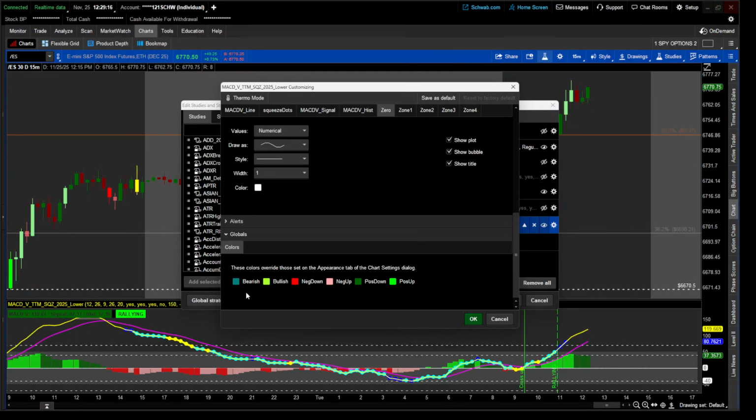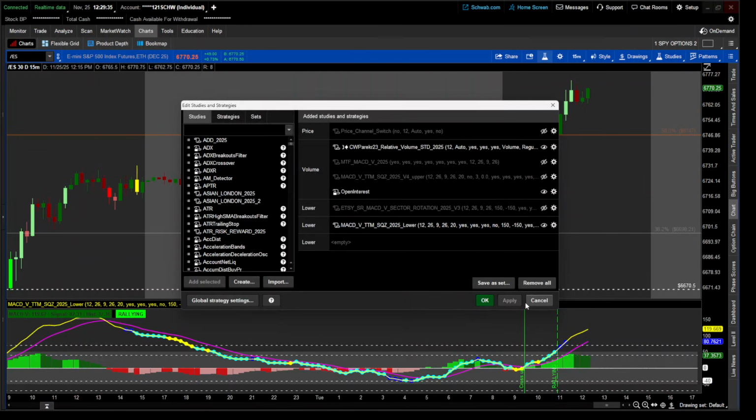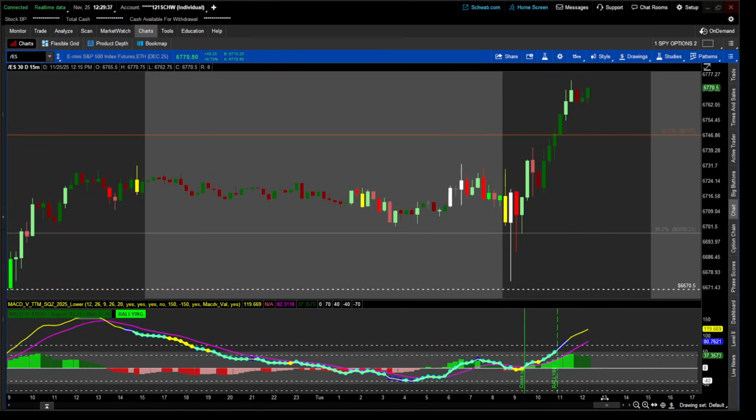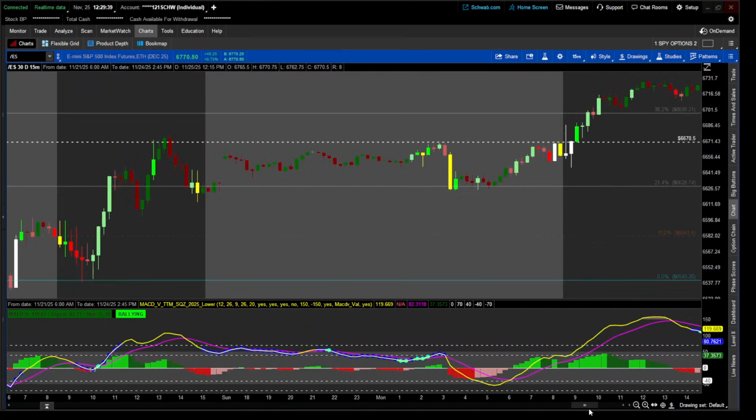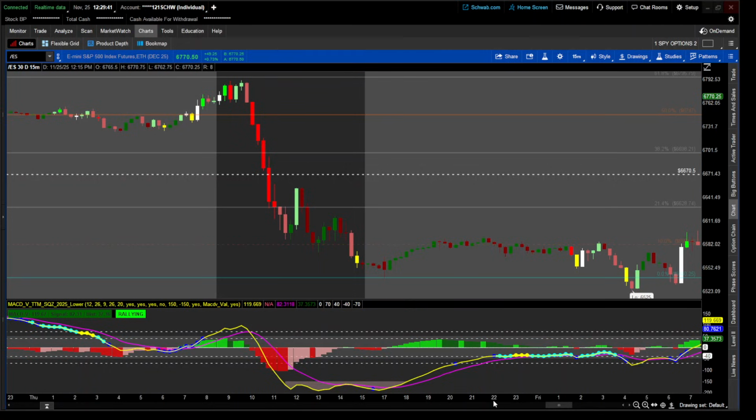All they are, these clouds right here between 50 and 150 would be bearish. And then the bullish cloud down there is not being plotted because it kind of shrinks the indicator; it represents 50 and negative 150. So I'm going to close that off, and I'm going to show you what it looks like when it's oversold.